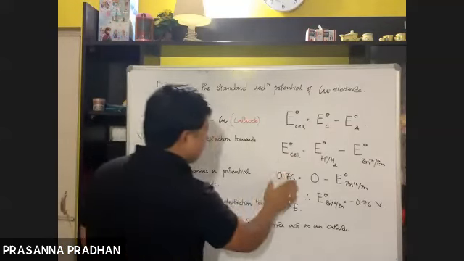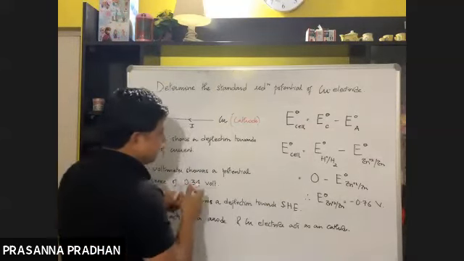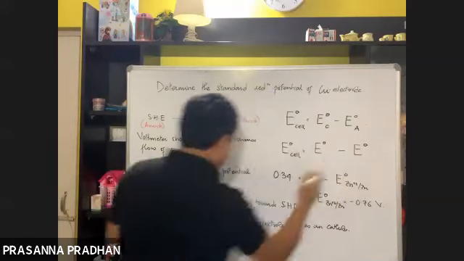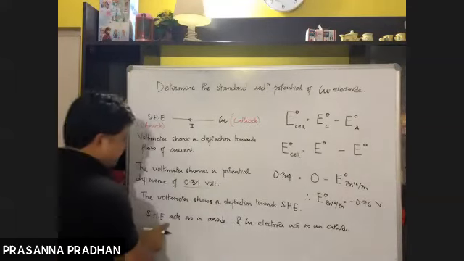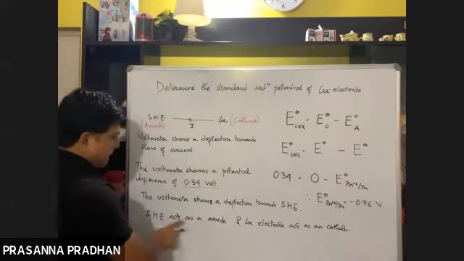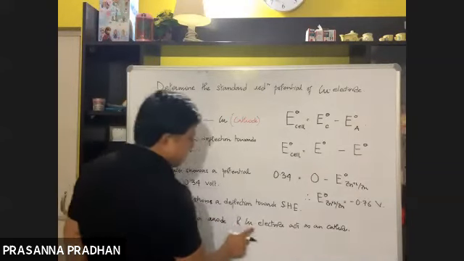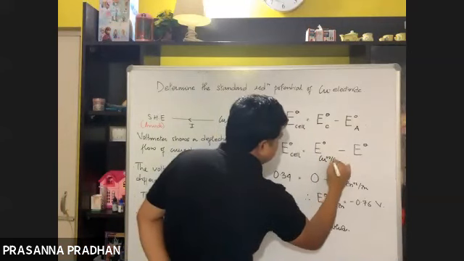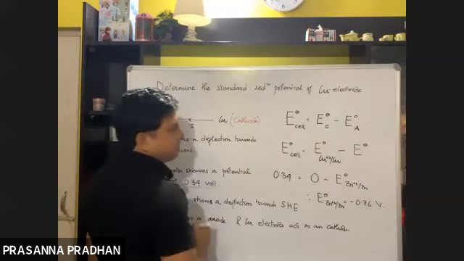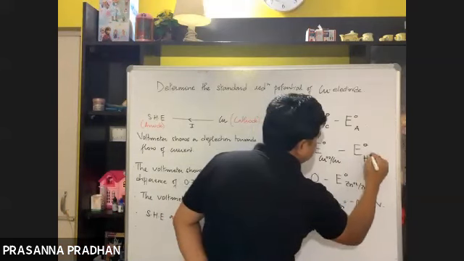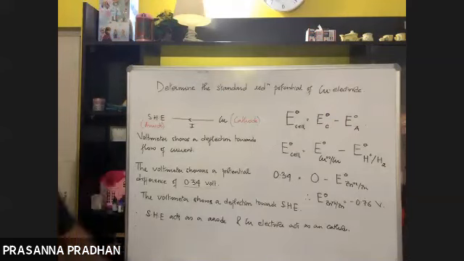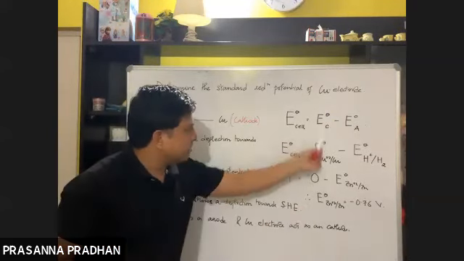Now again, what is the value of E naught cell? The value of E naught cell is 0.34. So now what will behave as an anode and what will behave as a cathode? The anode out here is your standard hydrogen electrode, and the cathode is the copper electrode. So here E naught cell means the reduction potential of the copper electrode minus the reduction potential of the hydrogen electrode. Is it understood? Because here the copper electrode behaves as a cathode.